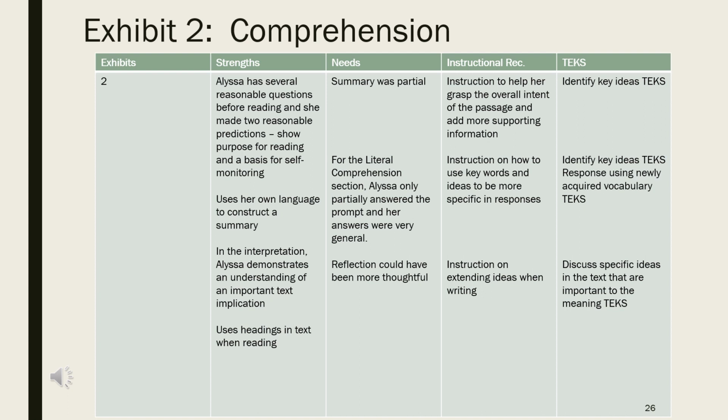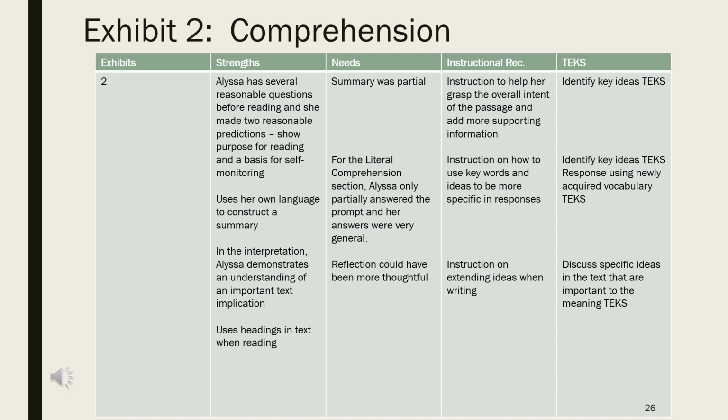And so for instruction, I would want to help her grasp the overall intent of the passage and add more supporting information. And the TEKS that are connected to that would be the identifying key idea TEKS and the comprehension strand. And then for the literal comprehension and the partially answered prompt, I would want to instruct her on how to use keywords and ideas to be more specific in her responses, dig a little deeper, get more details in there. And I think that also connects to the identifying key ideas TEKS, and then the response TEK that is about using newly acquired vocabulary, because that's where those key ideas come in.